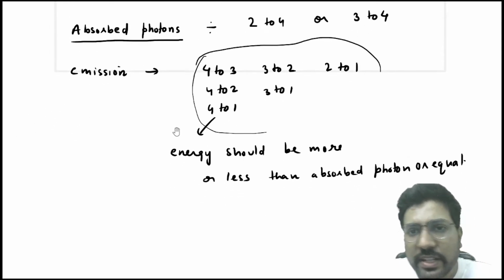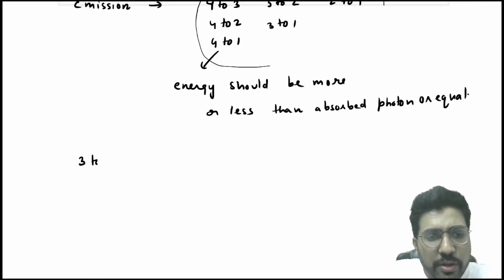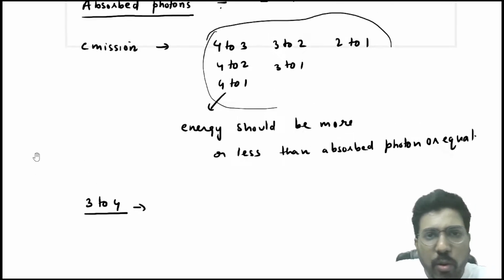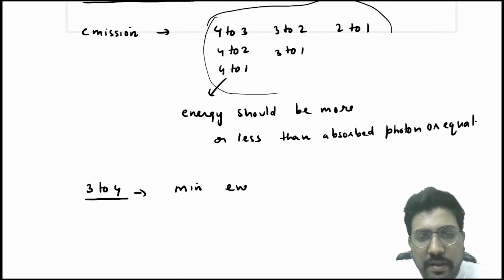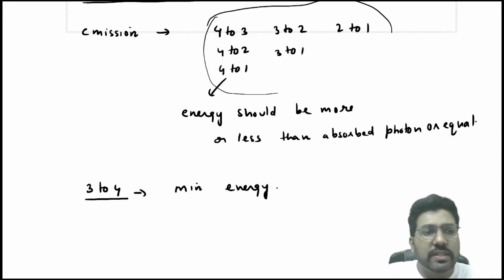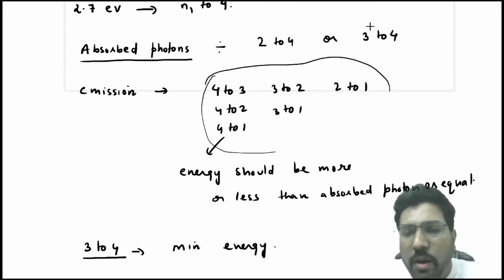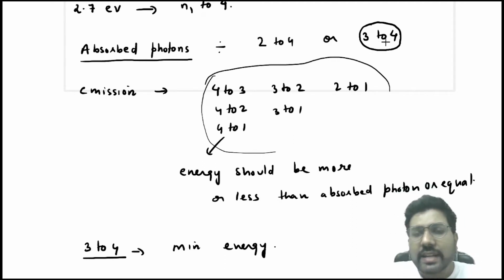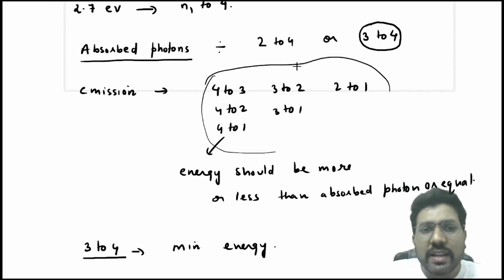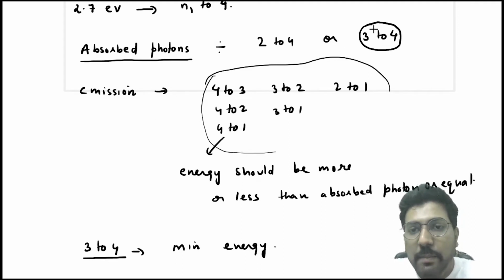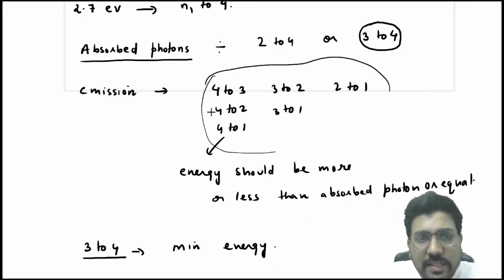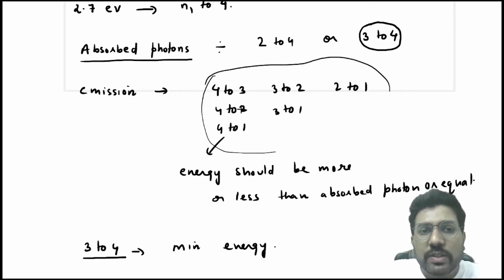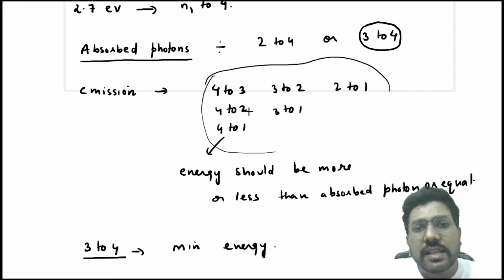Let us first look at 3 to 4. If you look at 3 to 4, you will see that out of all these photons, 3 to 4 has the minimum energy. So if the absorbed photon is 3 to 4, in that case the emission spectrum will not have any energy which is lower than this. But that should not be the case. Why? Because energy should be more or less than the absorbed photon or equal to the absorbed photon. That means in this spectrum there should be some energy which is more than the absorbed photon and some energy which is less than the absorbed photon.